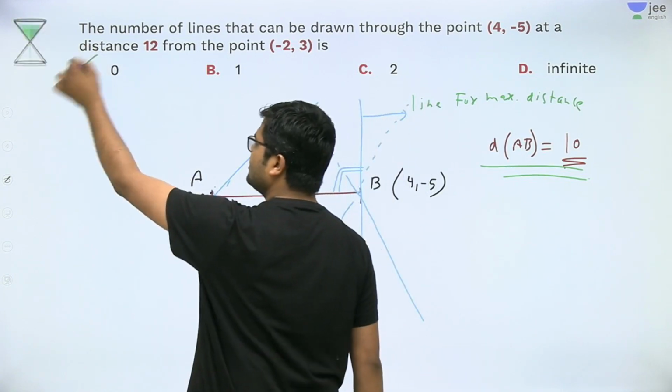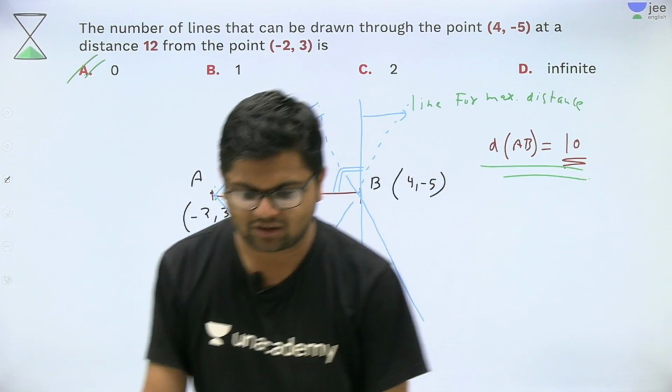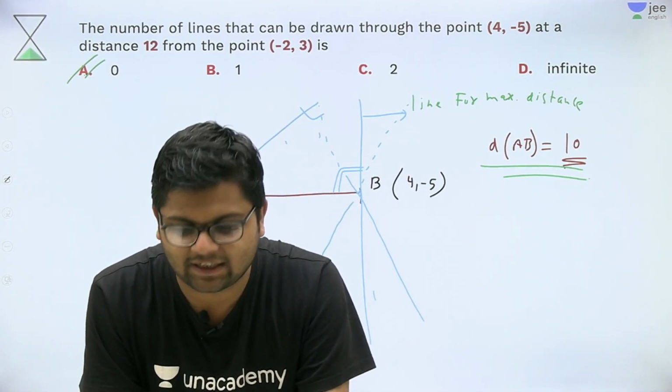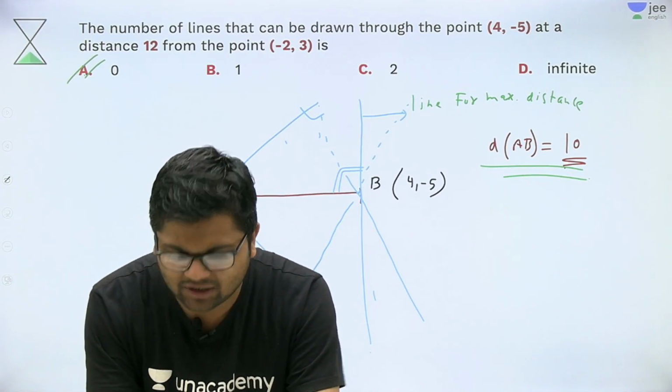So the answer will be 0 and the option will be A. I think you have understood this. Very good students, this was a very good question. I think all of you must have understood it. Now let's start with the next question.